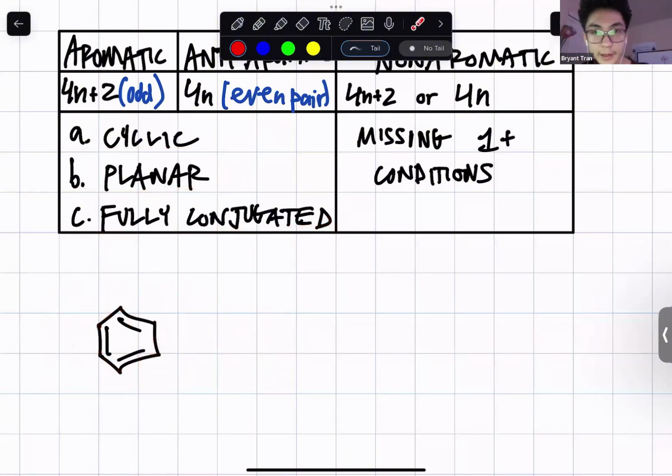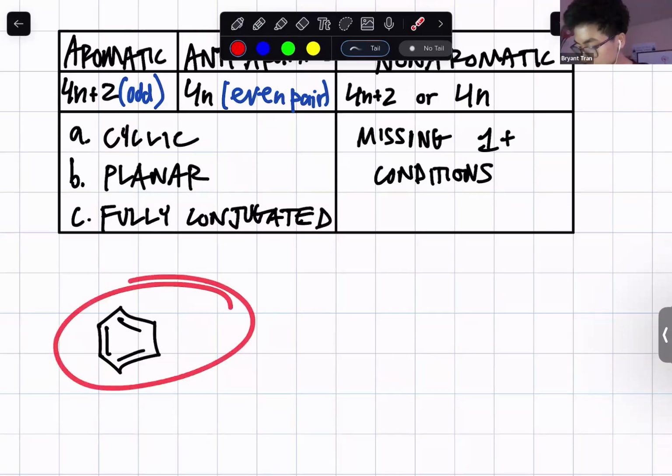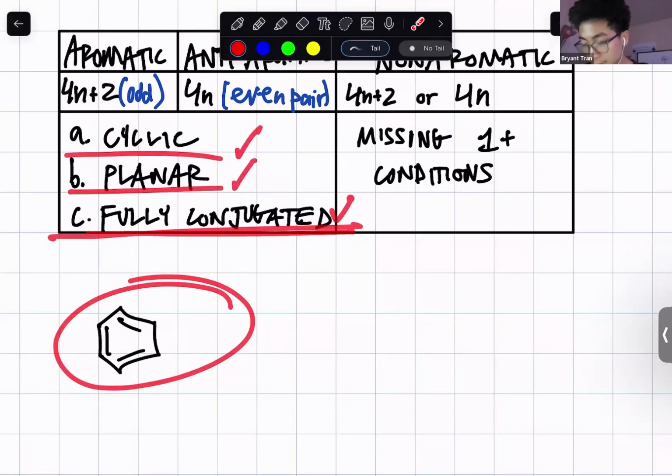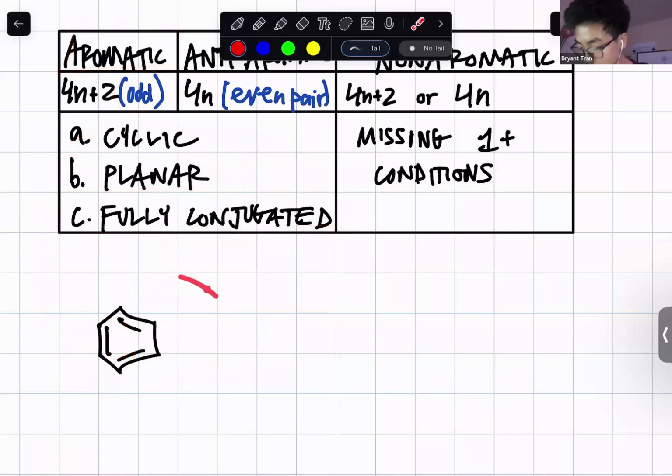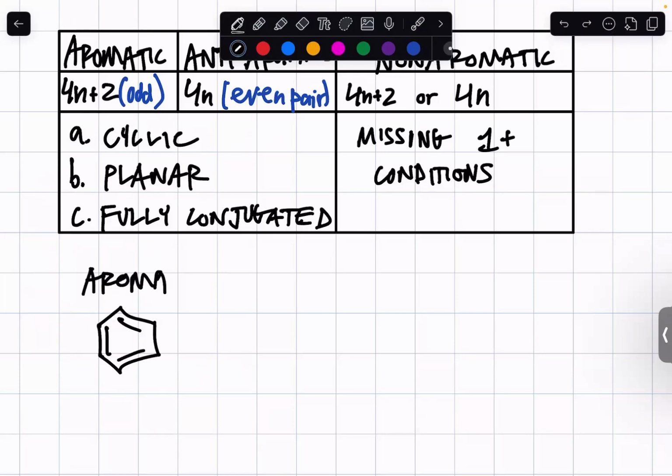Because we know that it fulfills all three conditions, it is cyclic, planar, and fully conjugated, then we see how many pairs of electrons are doing resonance with each other. We were able to draw 3 pairs of electrons, which is an odd number of pairs, and that would make it aromatic. So this benzene molecule is aromatic. Any questions on that? No, I think that makes sense.